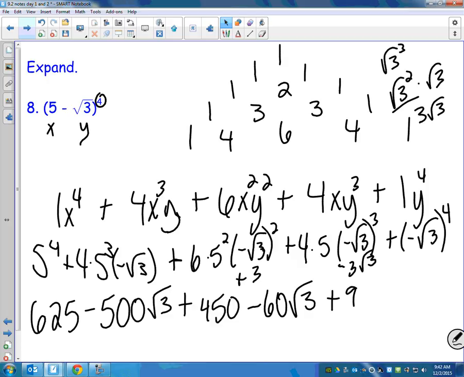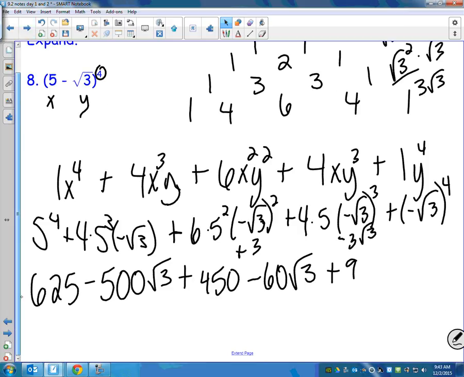Which means you can actually simplify this down into 2 terms, because you have all nice integer numbers, or you have some radical 3s. You can add those together, just like you can add 500x and 60x. You can add 500 and 3 and 60. So that simplifies down to 1084 minus 564. A lot smaller answer because we don't have all these extra lines.